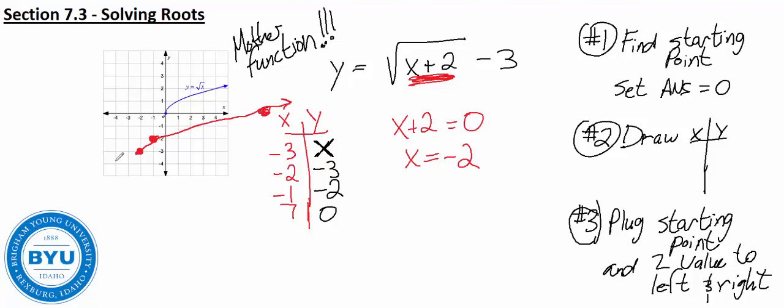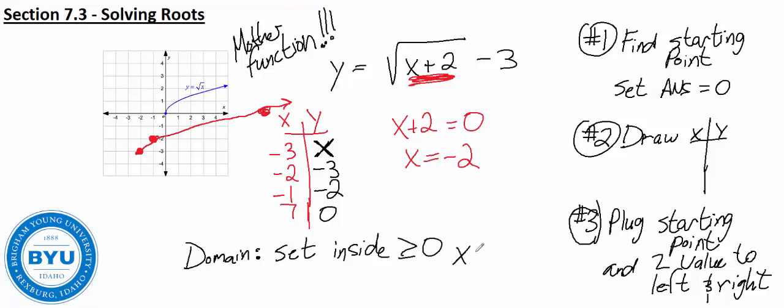You may be asked, what's the domain of this function? A domain is all the values that work. And so the domain will always be your starting point and going greater than that. So you'll always take the inside to find the domain. You set inside greater than or equal to 0. So I would do x plus 2 is greater than or equal to 0. And so x is greater than or equal to -2.